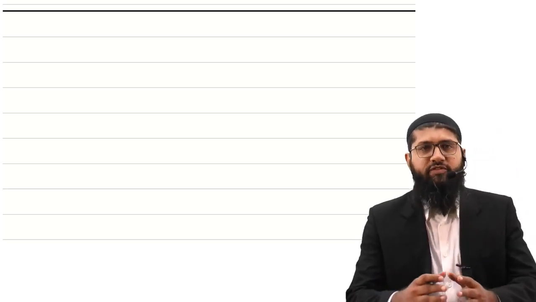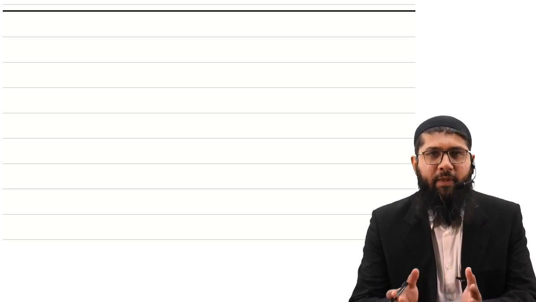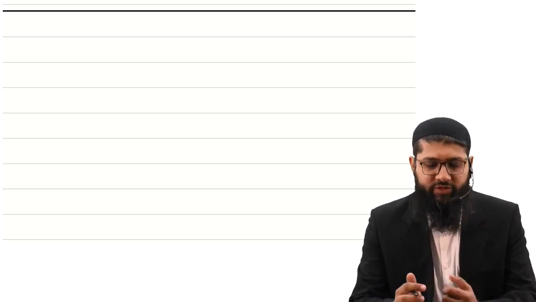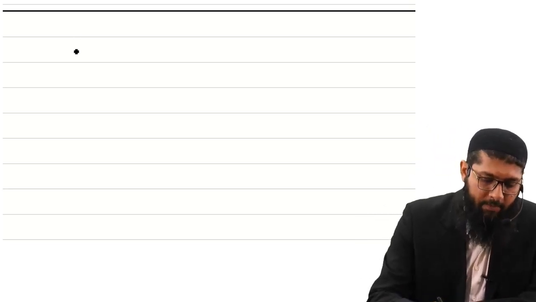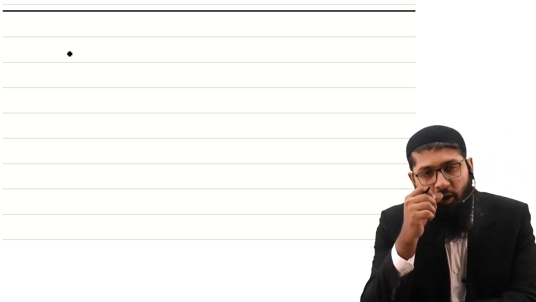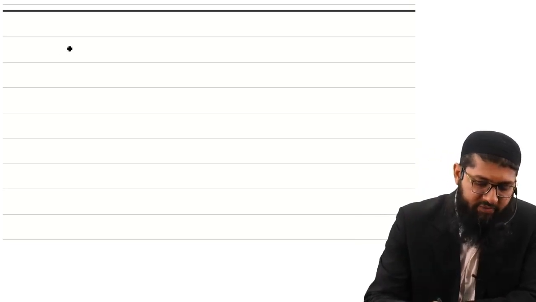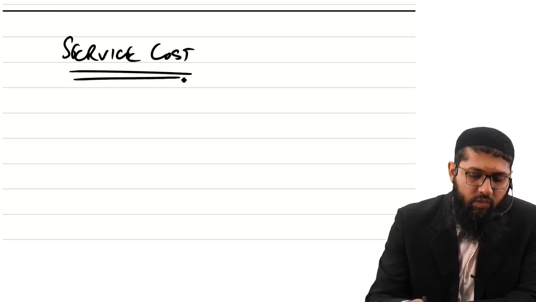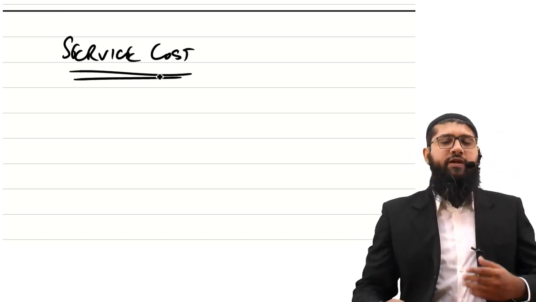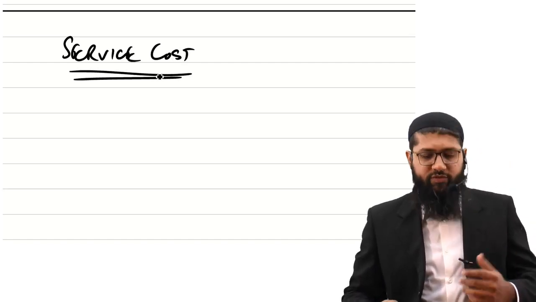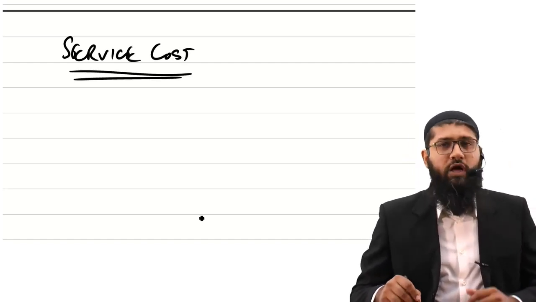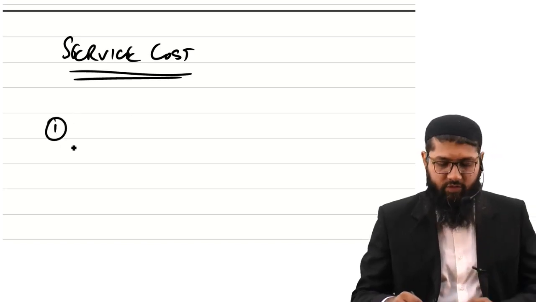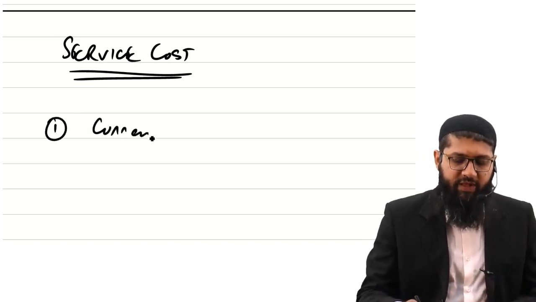So we have discussed how the plan assets and the plan obligations are reconciled. Now the important thing that we actually need to discuss is, within the plan obligations, something that we did discuss, and that was termed as service cost. Now we need to understand what exactly a service cost is. The service cost is actually made up of three things. What are these three things?